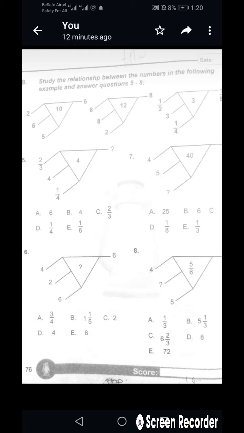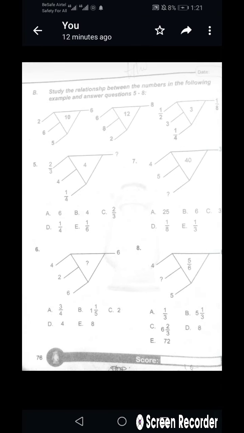So this is the test 13B. If you can see the screen, it says study the relationship between the numbers in the following example and answer questions 5 to 8. Now look at the sample design, the sample of the question.